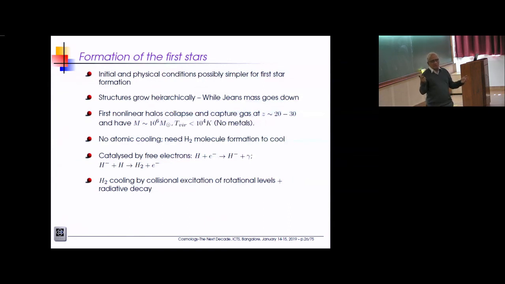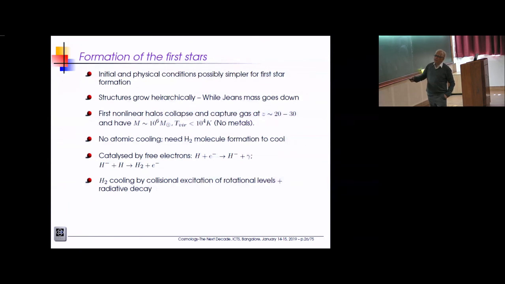But after recombination, there are not so many electrons around, so it's a very slow process and depends upon the residual electrons you have. That means any other way of creating electrons will increase this H2 formation. For example, if you have some decaying particle that ionizes stuff, or some ionizing radiation from somewhere creating some electrons.